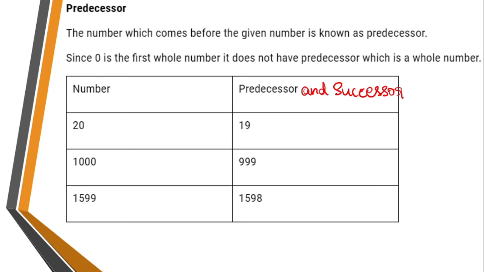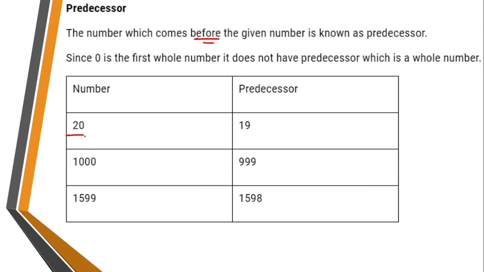That's it. Only new words are coming. Right, predecessor means the number which comes before is known as a predecessor, and successor means the number which comes after is known as a successor. That's it. So let's see some examples.